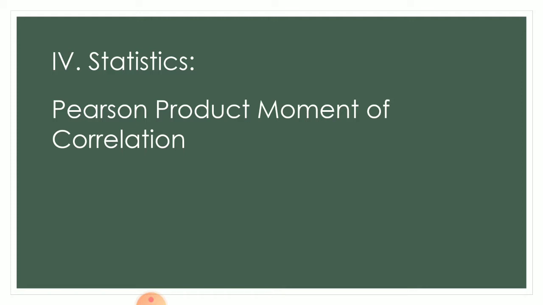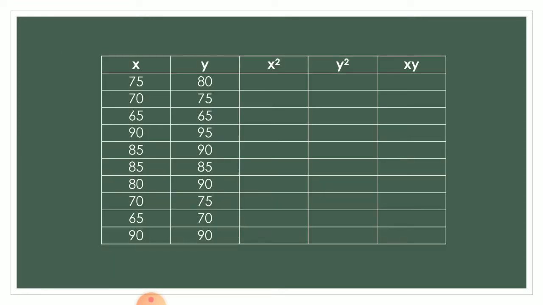Now, solving, we'll be using the Pearson product moment correlation r. So, we have here the data from a while back. On the first column, we have the x variable, which is the midterm exam. Then the second column has the y variable, or the midterm grades. The third column is the square of the x variable. The fourth column is the square of the y variable. And the last column is the product of x and y.